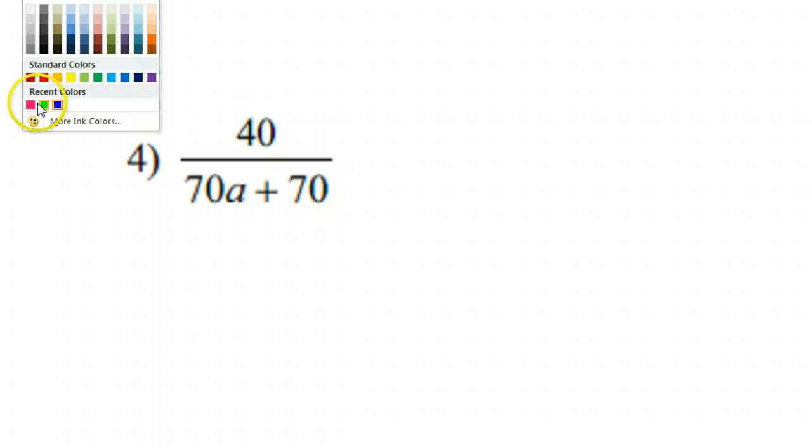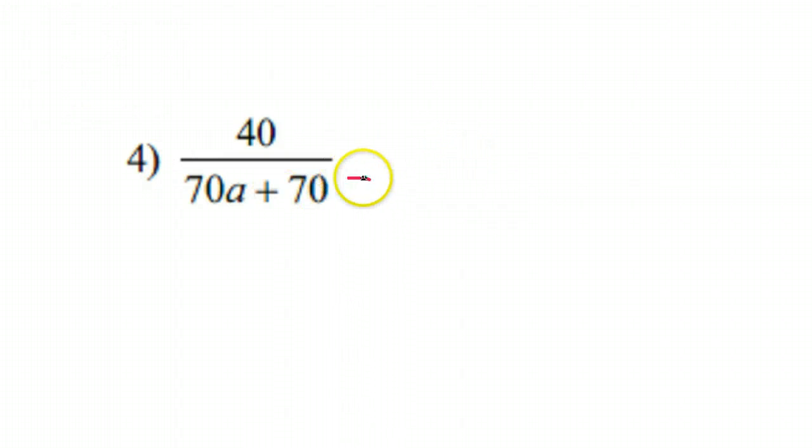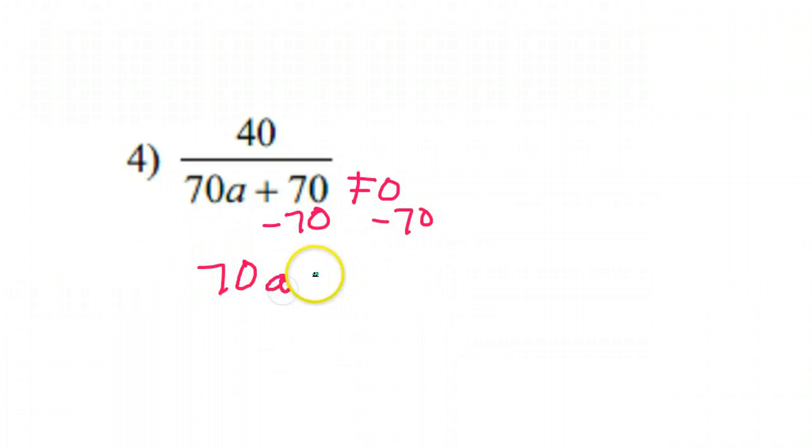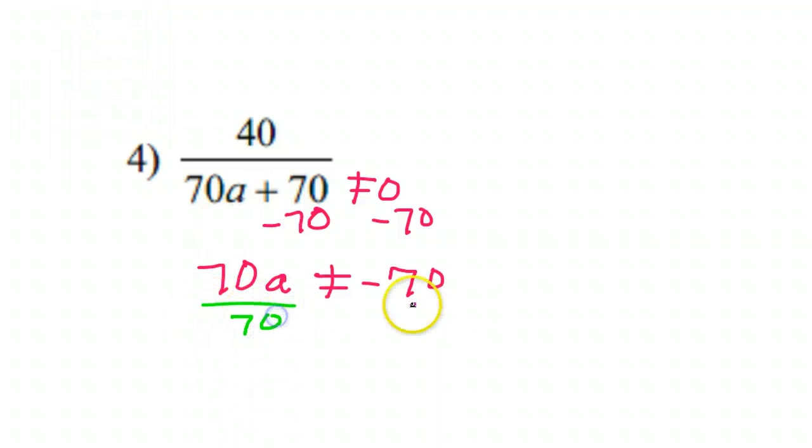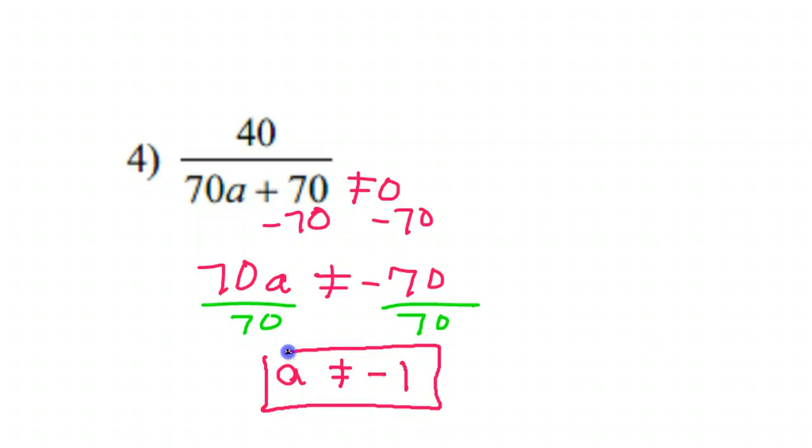All right, how about this one? So once again, let's find the restricted value. The denominator cannot equal 0. So if I subtract 70 from both sides, I get that 70a cannot equal negative 70. Time to divide both sides by 70. Okay, so that is going to give me that a cannot equal negative 1. So that is my restricted value. A cannot equal negative 1.